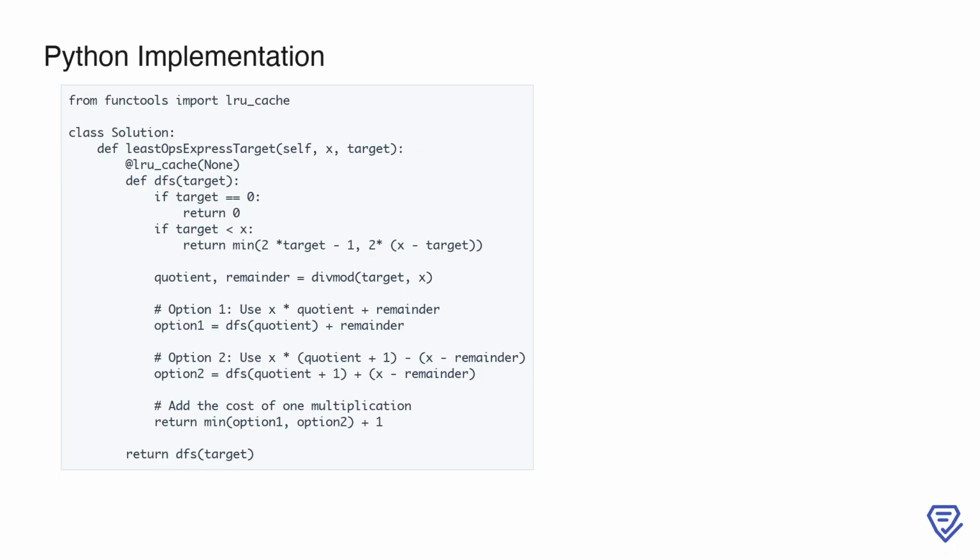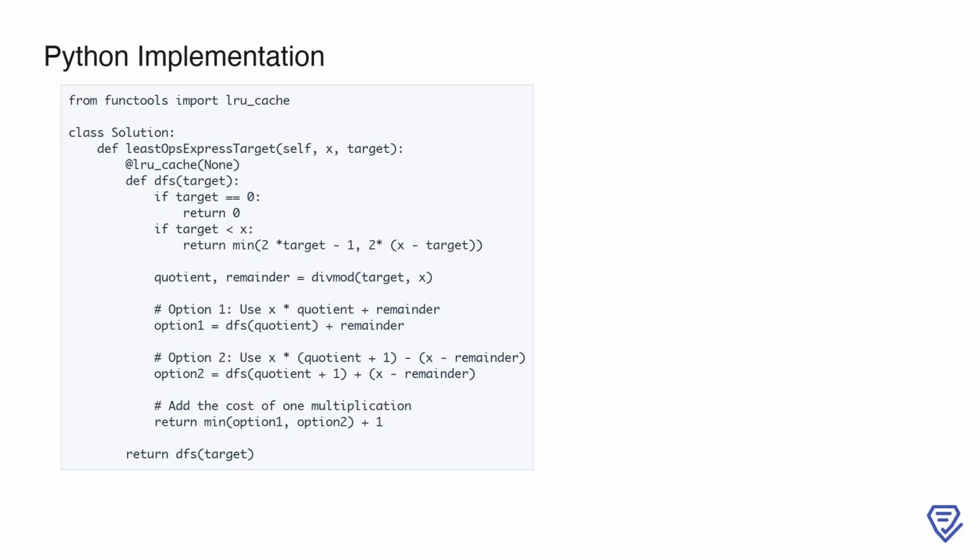It calculates the minimum number of operations to express target using the given digit x. 3. Base cases. If target is 0, no operations are needed, so the function returns 0. If target is less than x, the result is derived by considering whether to add or subtract x repeatedly to reach target. The minimum cost between these two approaches is returned.